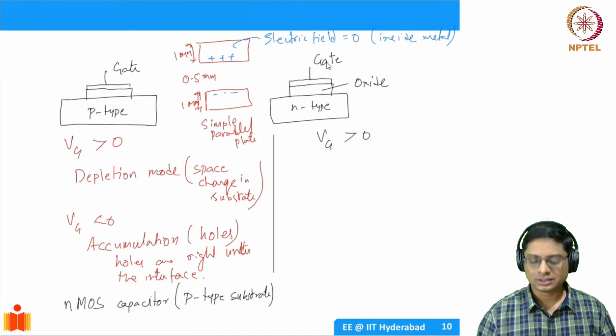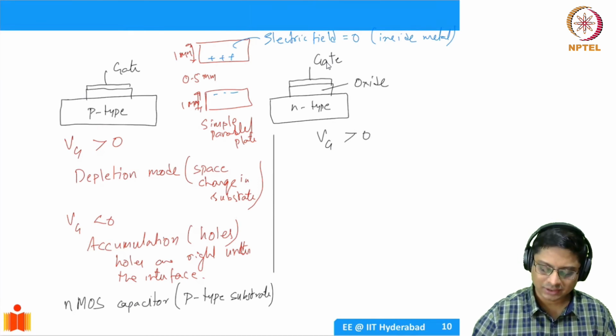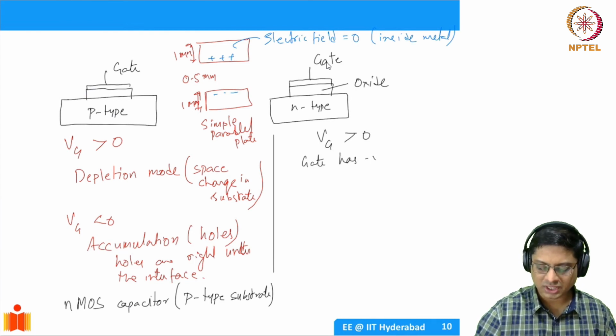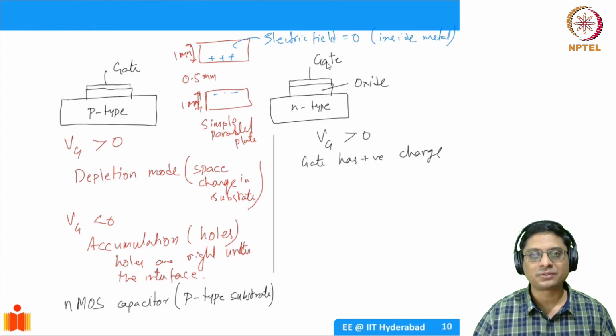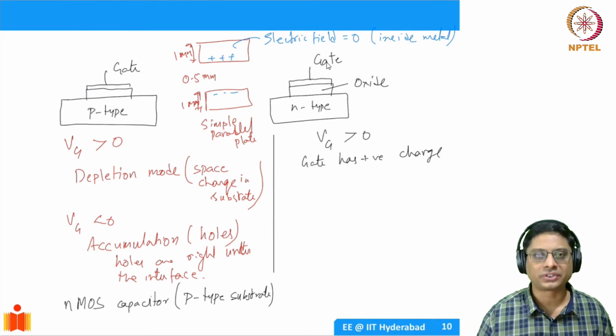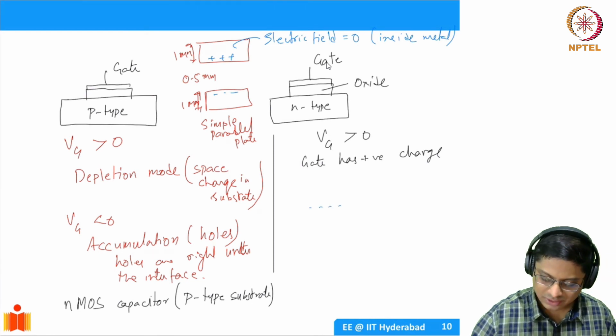Well, gate voltage is greater than 0, so I'm going to have positive charge on the gate, right? So the substrate should have negative charge. Where will the negative charge come from? Well, there are lots of free electrons. An n-type semiconductor has lots of electrons. So you'll end up getting negative charge at the surface.